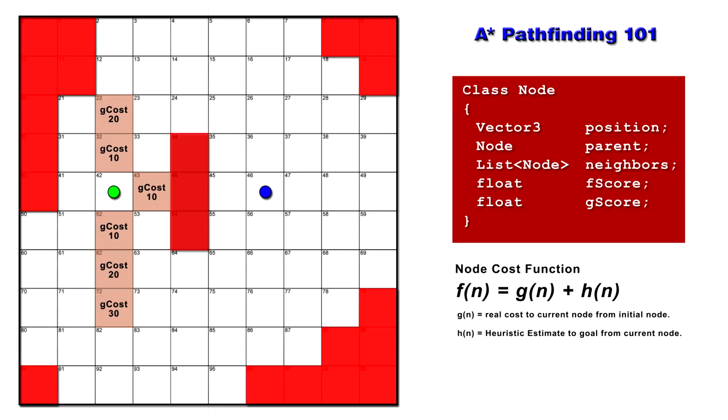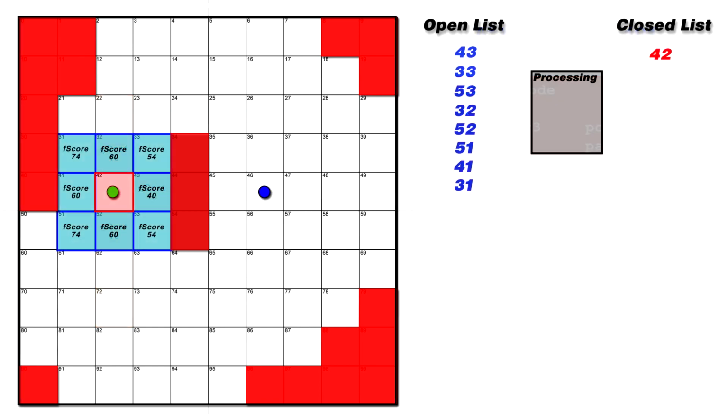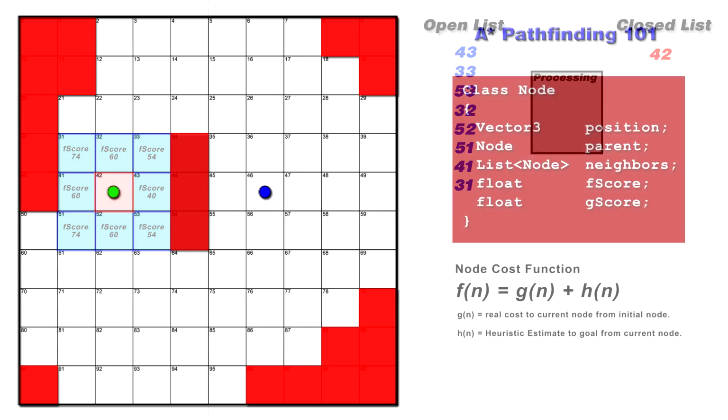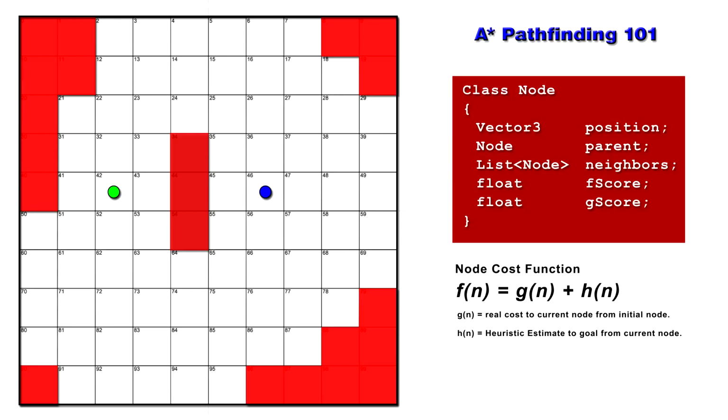The F-score is actually the sum of the G-score and the H-score. Remember though, it's the F-score that is the basis for node selection when choosing a node from the open list. In each iteration we're always trying to find the next node with the lowest F-score. The H-score is referred to as the search heuristic and is basically a guess, where we try to estimate what the cost of the remaining path might be.